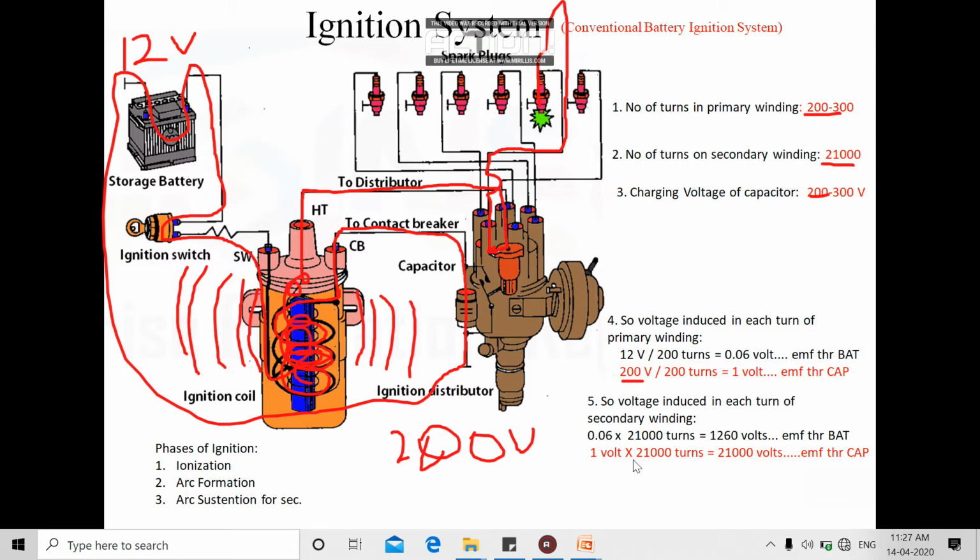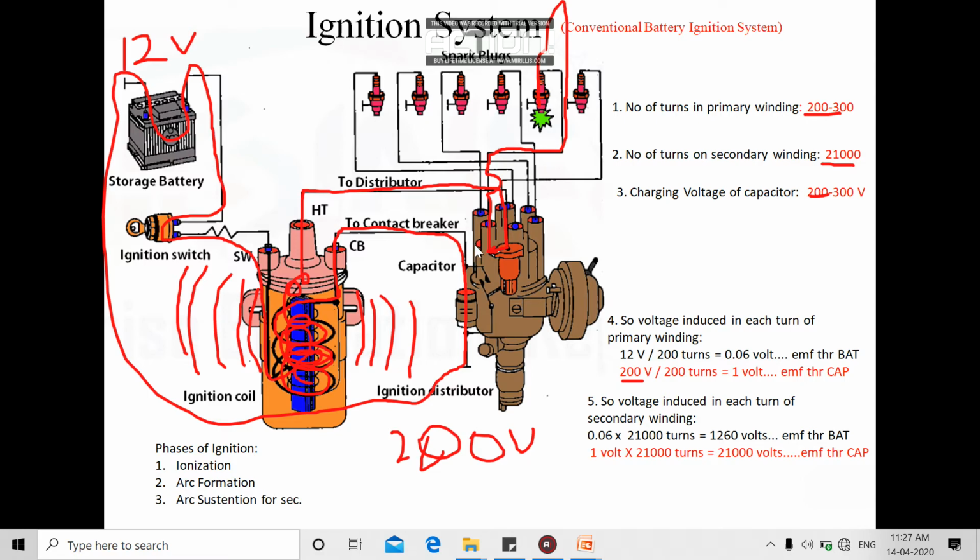That is the voltage conveyed to each turn of the winding multiplied by the number of turns. So 1 volt multiplied by 21,000 turns. So we are getting 21,000 volt at the end of the secondary winding, which gets applied across the spark plug of this cylinder. So the current flow due to the 21,000 volt EMF is much more capable of developing and sustaining the spark in that high pressure atmosphere.